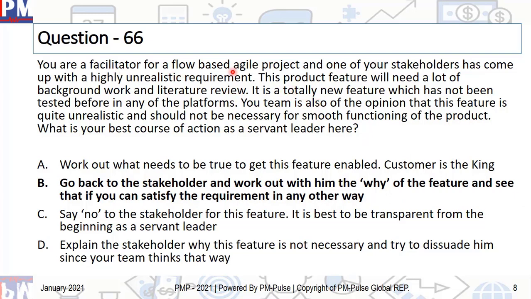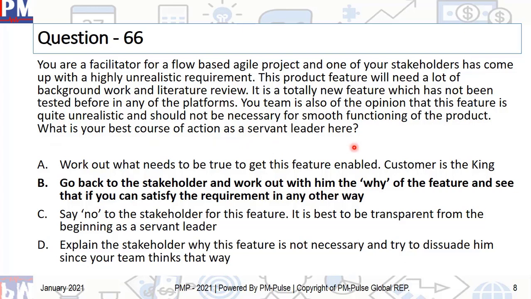You are a facilitator for a flow-based agile project, and one of your stakeholders has come up with a highly unrealistic requirement. The product feature will need a lot of background work and literature review. It is a totally new feature which has not been tested before on any other platforms. Your team is also of the opinion that this feature is quite unrealistic and should not be necessary for smooth functioning of the product. What is your best course of action as a servant leader?